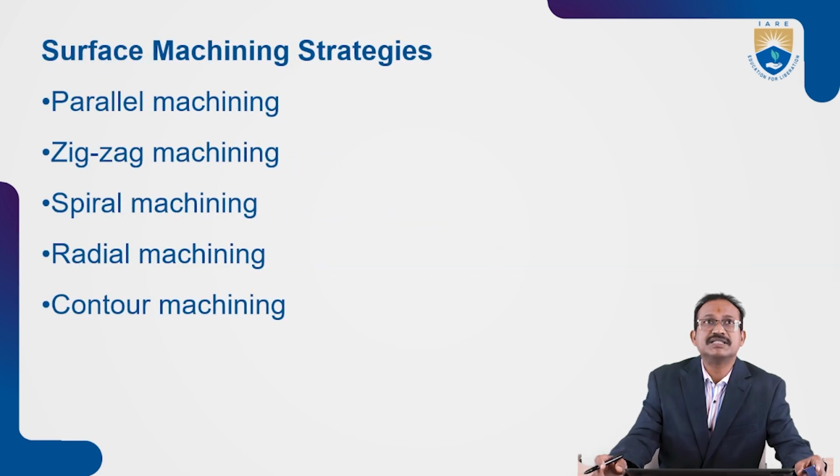Next, surface machining strategies: parallel machining, zigzag machining, spiral machining, radial machining, and contour machining. So these are the surface machining strategies.